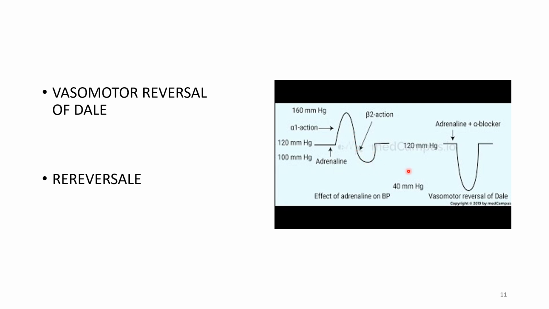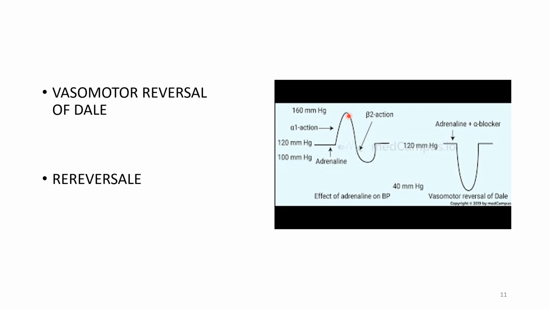This is a biphasic reaction because of the adrenaline on the blood pressure. So initially if the BP is 120 mmHg, because of alpha 1 action, because adrenaline at high concentrations will act on alpha 1 receptors, leads to constriction of the blood vessels and leads to increase in the BP up to 160, for example.